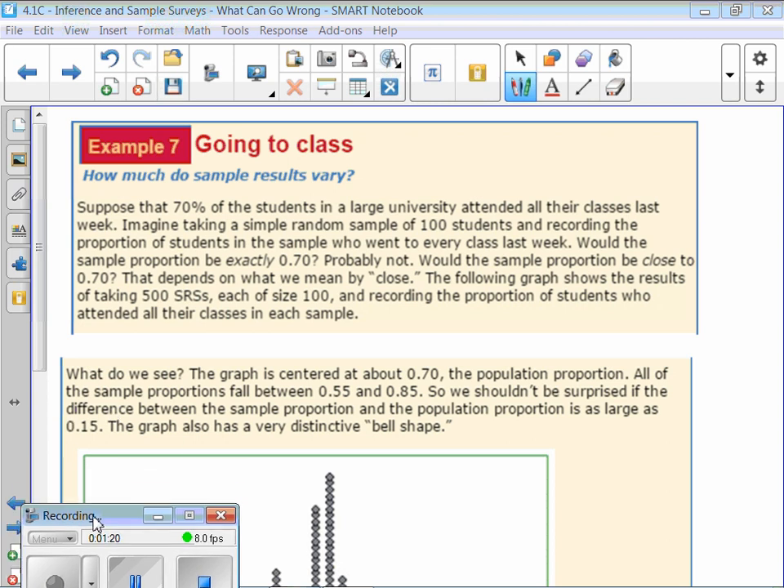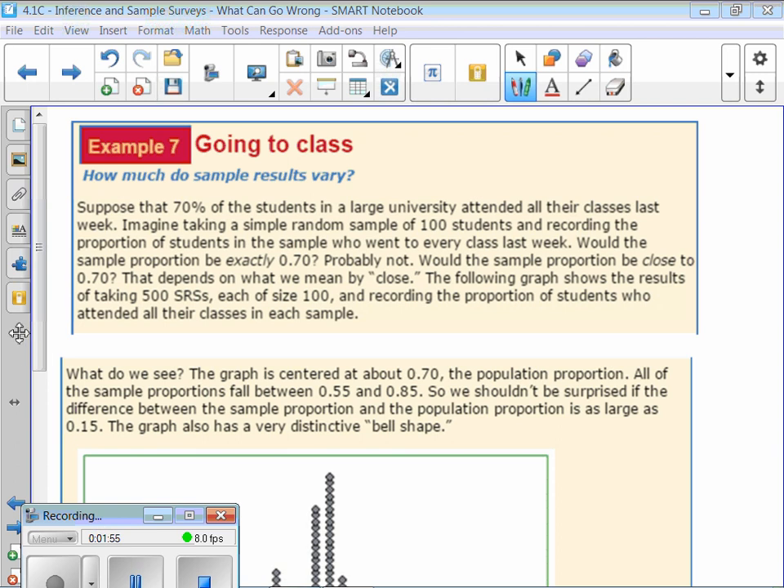All right, so how much do our sample results vary? Suppose that 70% of the students in a large university attended all their classes last week. Imagine taking a simple random sample of 100 students and recording the proportion of students in the sample who went to class every class last week. Would the sample proportion be exactly 0.7? Not necessarily, right? Because you're going to do a different sample every time, so it's going to vary. Would it be close? Probably.